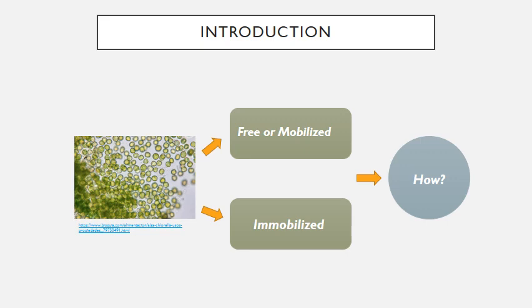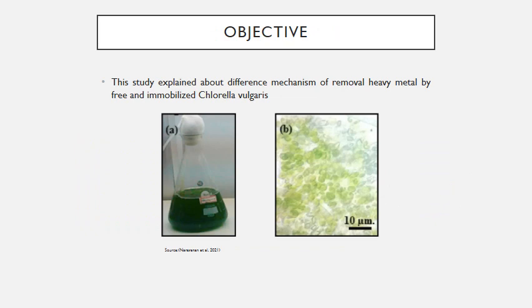So the aim of this study is to explain the different mechanism of removal of heavy metal by free and immobilized Chlorella vulgaris.